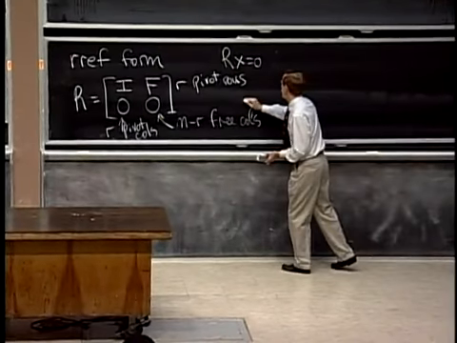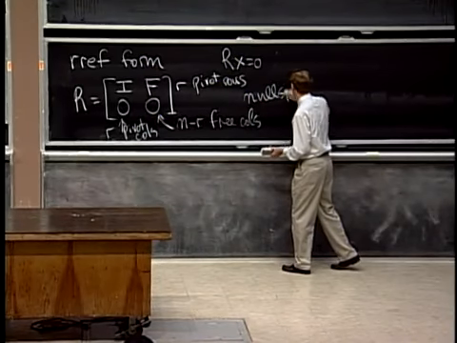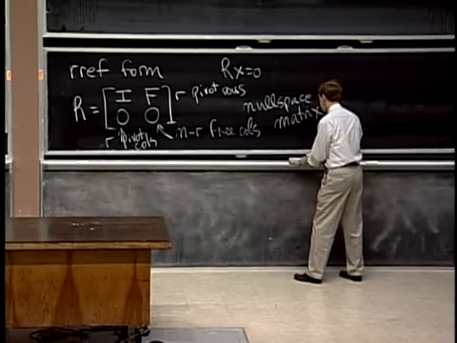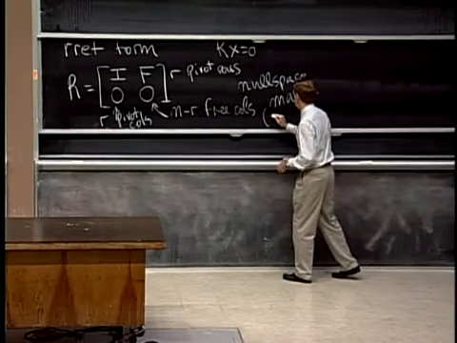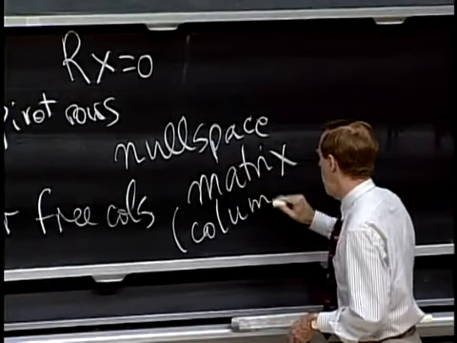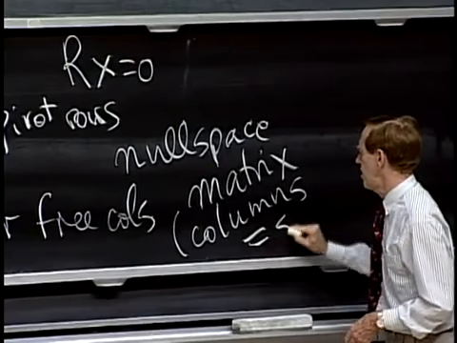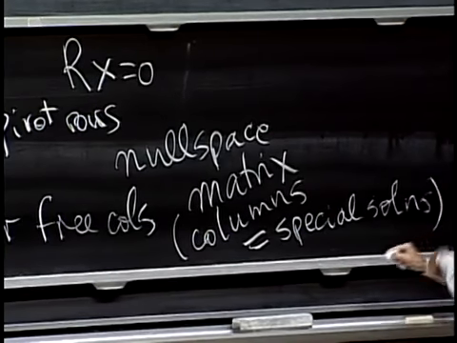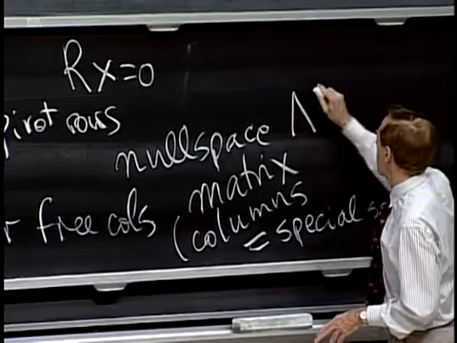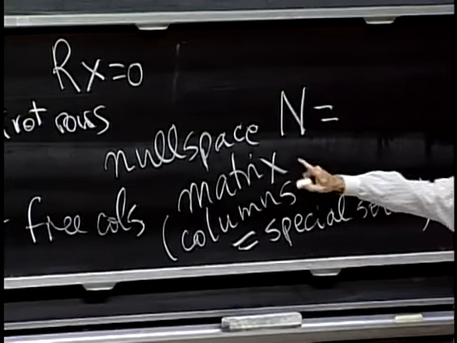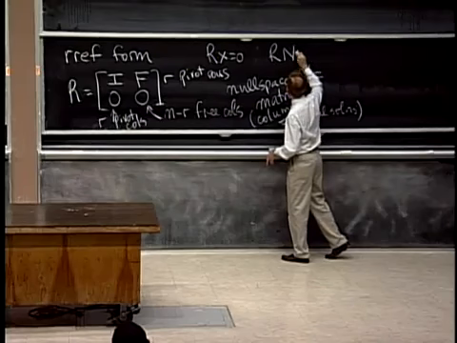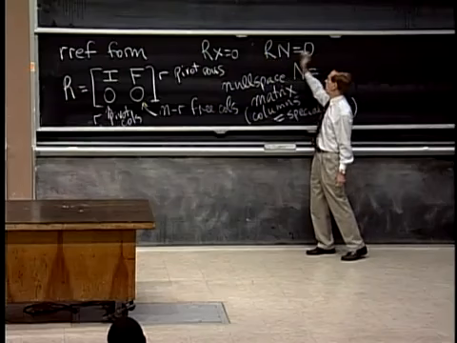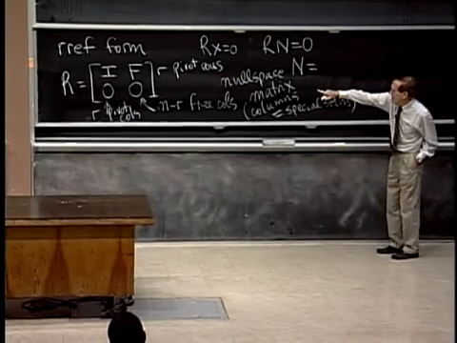I'm going to create a null space matrix. Its columns are the special solutions. I'm making it sound harder. It's going to be totally easy. N will be this null space matrix. I want R times N to be the zero matrix. These columns of N are supposed to get multiplied by R and give zero columns. So what N will do the job?